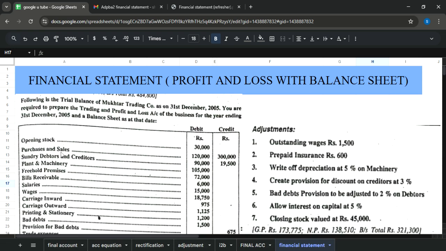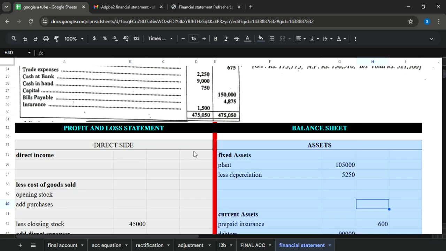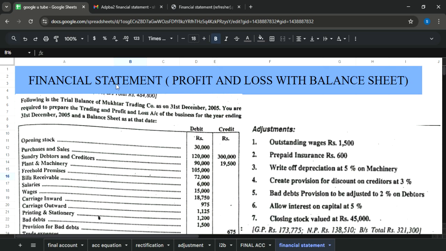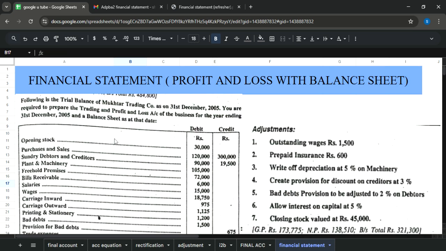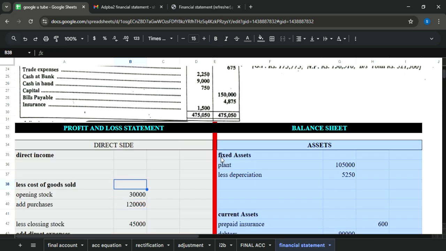We are now ready to put these elements of trial balance in our account. First is opening stock 30,000. We have already mentioned over here 30,000 opening stock. Then we have purchases. Purchase expense debit 120,000 and sale is your income, which is credit 3 lakh. So here you will mention your sale and we will wait if there are returns as well.